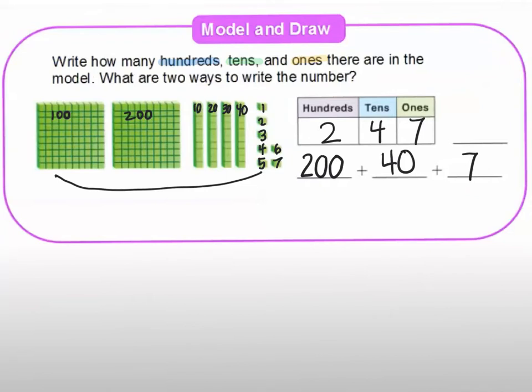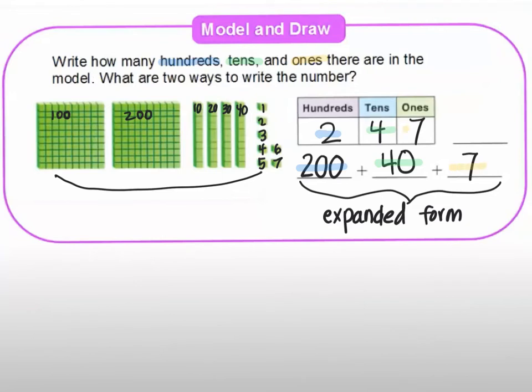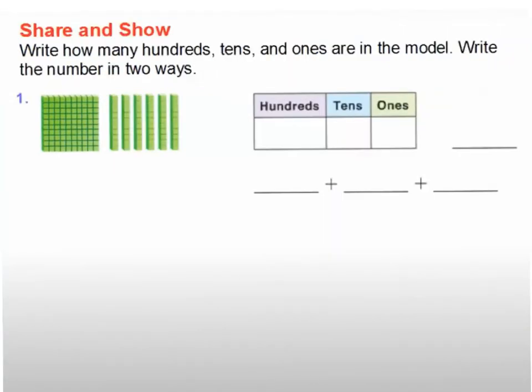So we not only filled in our place value chart and wrote the number, but right here, we wrote our expanded form when we took the number and stretched it out to show the hundreds place, the tens place, and the ones place. And that number written in standard form is like this, 247.